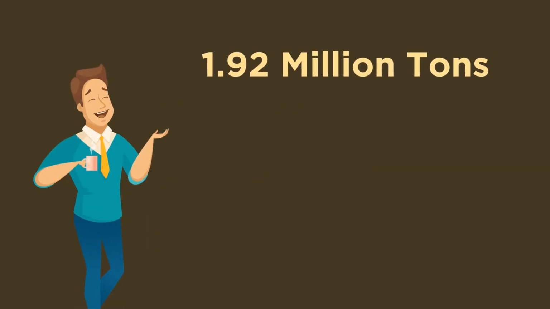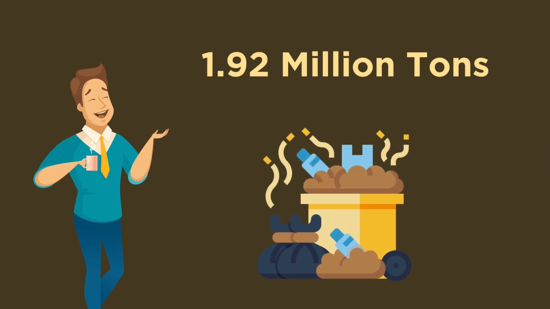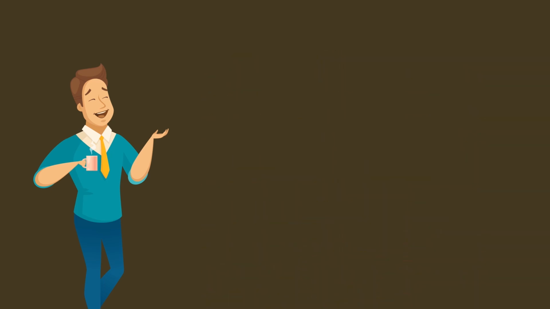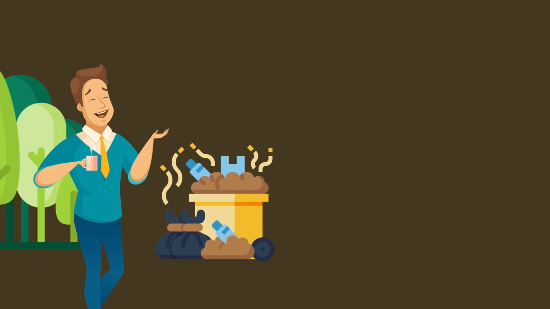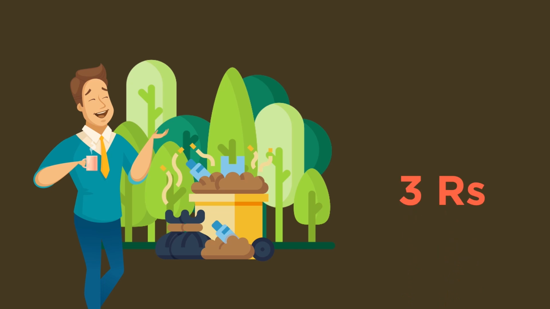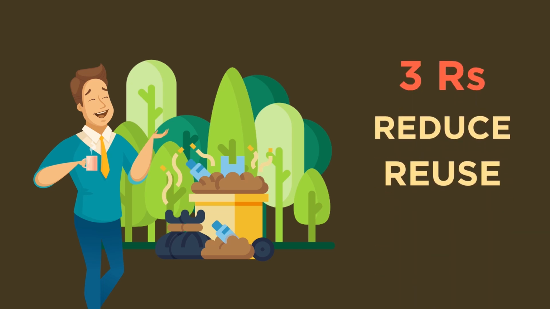We dump 1.92 million tons of waste every year. What is our role in waste management and how dangerous is it globally? Wastes have posed a significant threat to our environment. We can do our part by practicing the 3 R's of waste reduction: reduce, reuse, and recycle. Individually, we can start small.